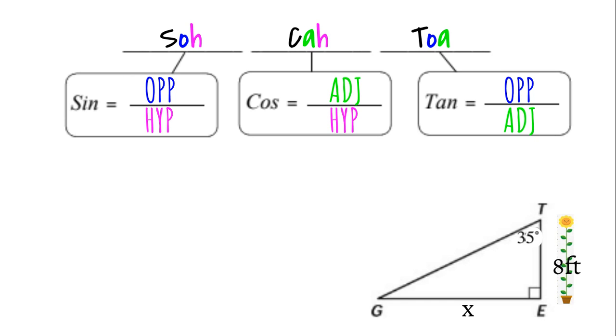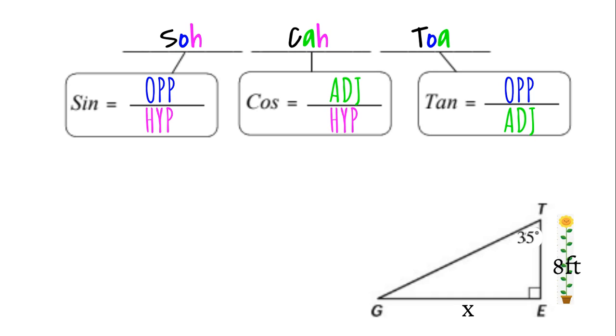An example, if we have this sunflower that for some reason is very tall, it's 8 feet tall, and we want to know what is the length of its shadow, side GE. And we have this angle of depression, 35 degrees. The first step is to label our sides.